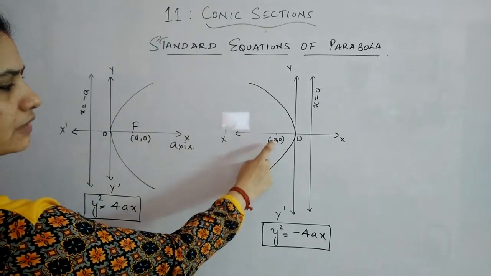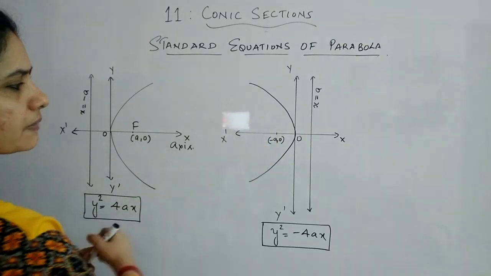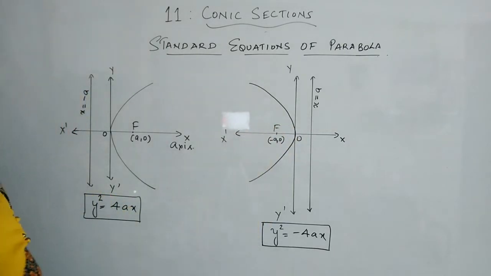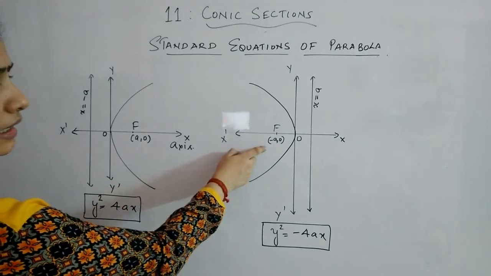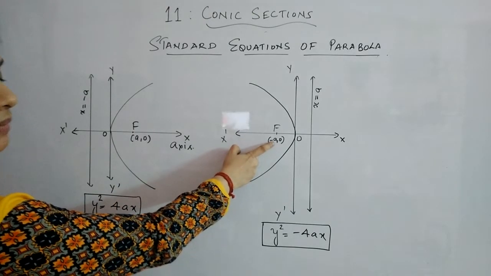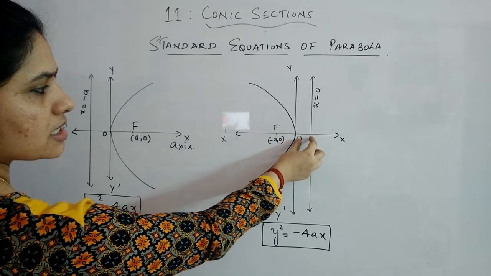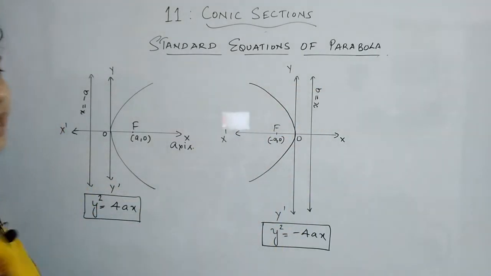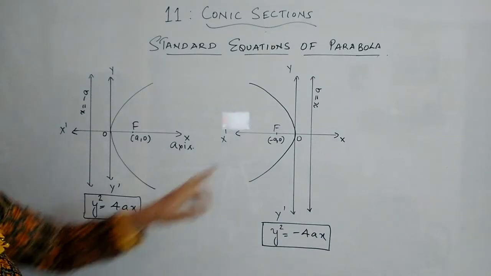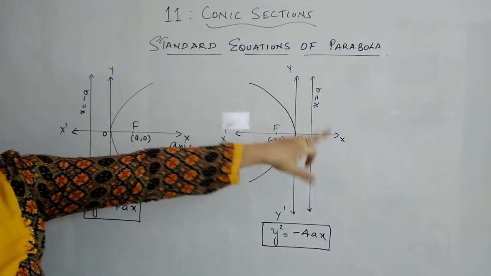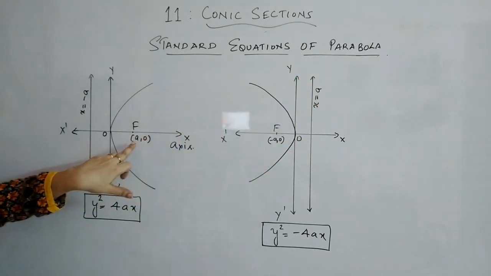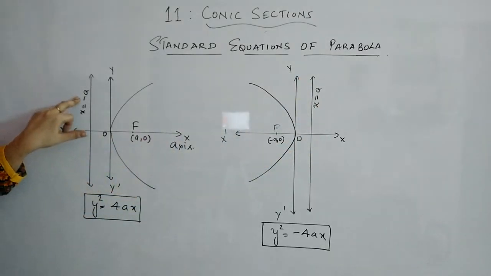Now you can see, if it is in the left side, the focus is here in the negative side, and in the negative x direction you have the coordinate to be minus a comma 0. Again you have the same distance, so the equation of the directrix will become x equal to positive a. Focus is having negative sign, directrix is having positive sign. Here focus is positive, directrix will have a negative sign.